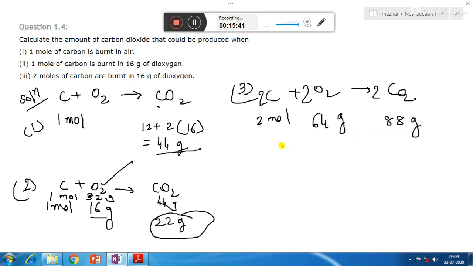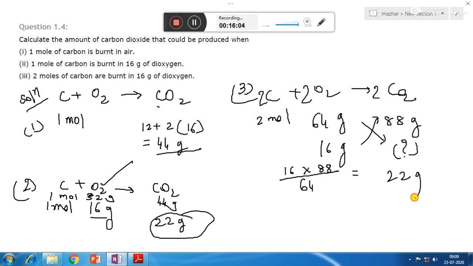But here we have only 16 gram oxygen. That means the amount of oxygen is less than the required amount. So in that case, the amount of carbon dioxide formed will be obtained by cross multiplication. That will be 16 into 88 upon 64, which is equal to 22 gram carbon dioxide. So carbon dioxide formed will be 22 gram.